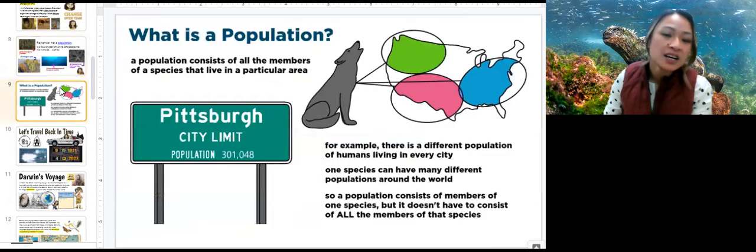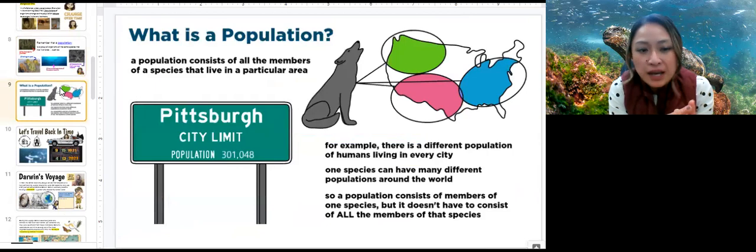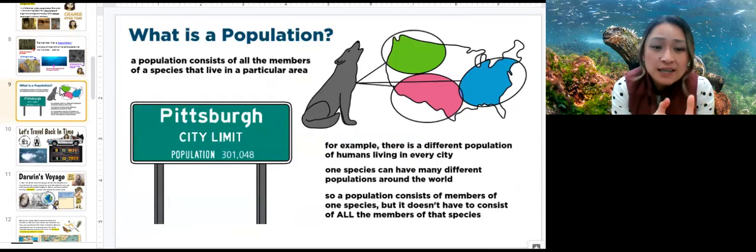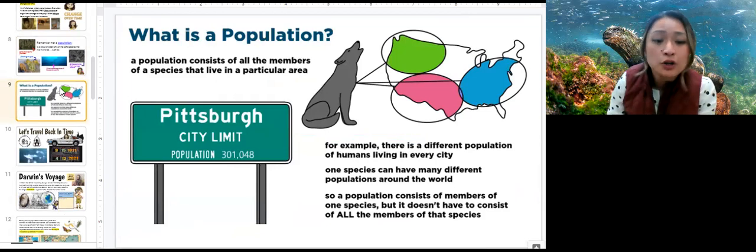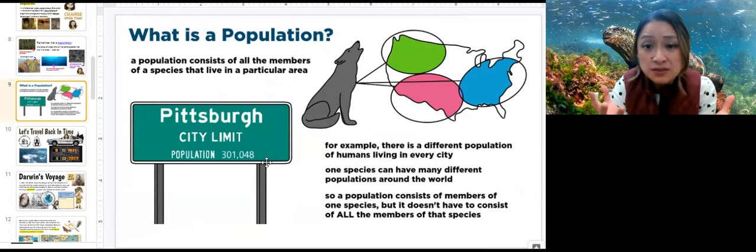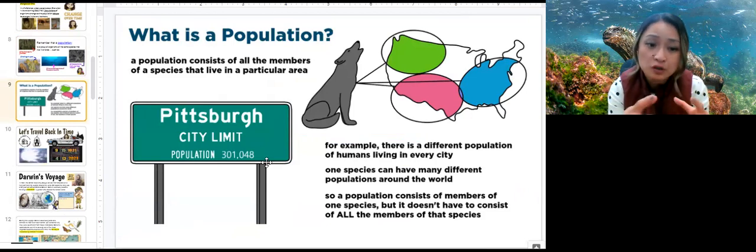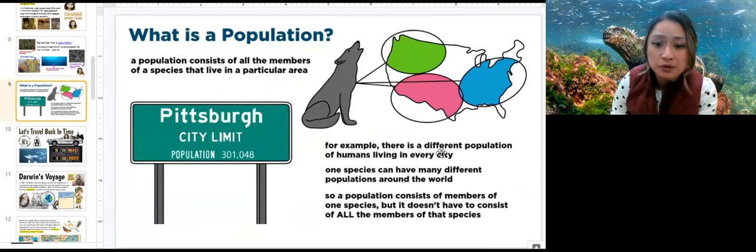And so slide 9, what is a population? A population consists of all of the members of a species that live in a particular area. For example, the city of Pittsburgh has a population of 301,048 humans, right? And so there's a population of humans in that particular area. There's a different population of humans living in every city. One species can have many different populations around the world.